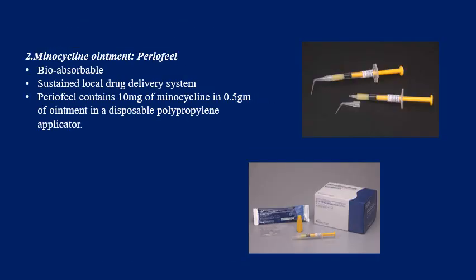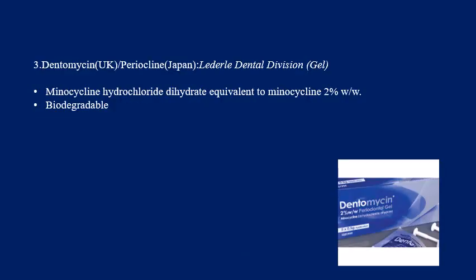Next is the minocycline ointment, which is the Periofil. It is also bioresorbable in nature, and it is a sustained local drug delivery system. The Periofil contains 10 milligrams of minocycline in 0.5 grams of ointment in a disposable polypropylene applicator. The next is Periocline, and minocycline hydrochloride dihydrate equivalent to minocycline 2% by weight is present, and it is also biodegradable in nature.